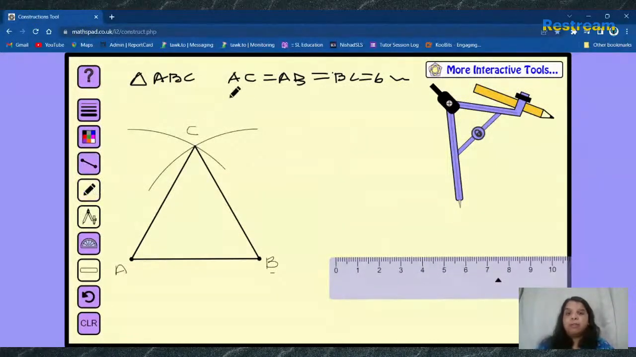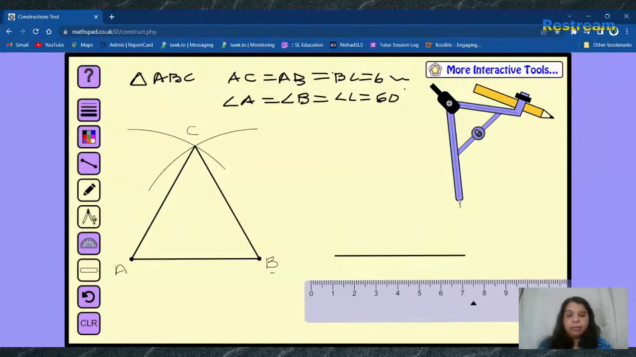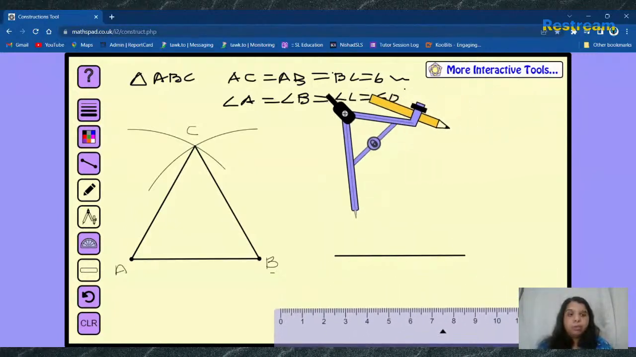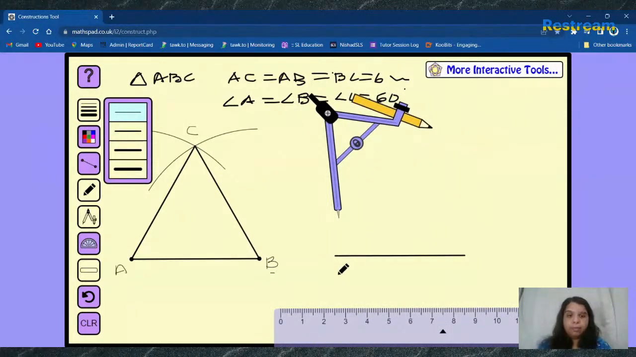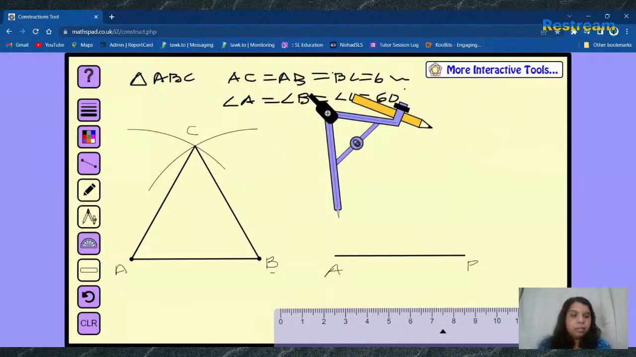So next one, again we are going to draw the same triangle, because we know that in an equilateral triangle, angle A is equal to angle B is equal to angle C is equal to 60 degrees. All the angles of an equilateral triangle are equal. So what we are going to do is, as usual, we are going to draw our 6 centimeter line. Okay. And then we are going to draw 60 degree angles at both A and B. This is A, this is B.